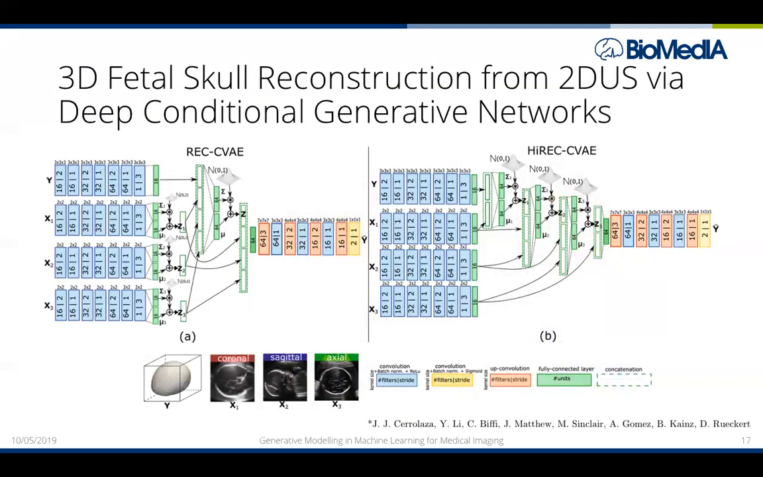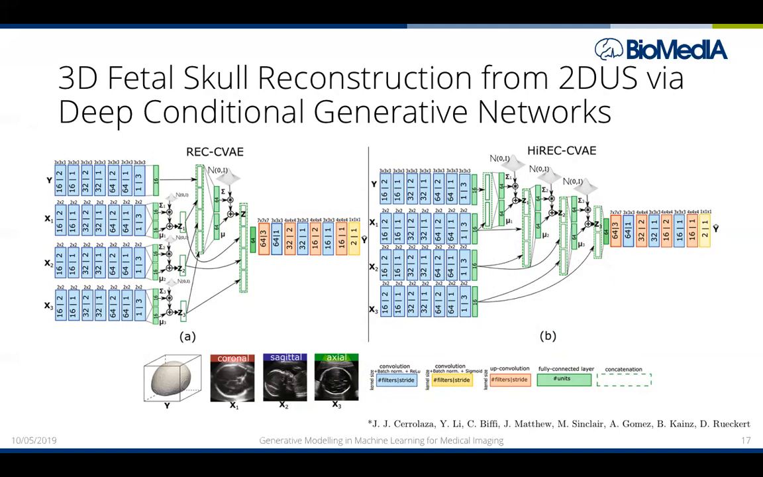So on to two recent works. This first one, which is a 3D fetal skull reconstruction, was done by Juan, who is also a member of Biomedia. So in this one, he's using a conditional VAE to reconstruct the skull segmentation. So the input of the network should be a segmented skull, and the conditioned images being fed in are the three orthogonal slices, the coronal, the sagittal, and the axial. The output of the VAE should be the segmented skull.